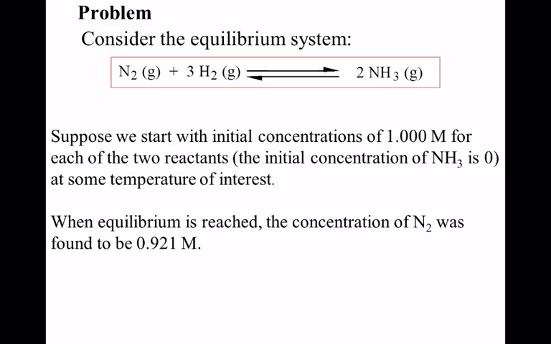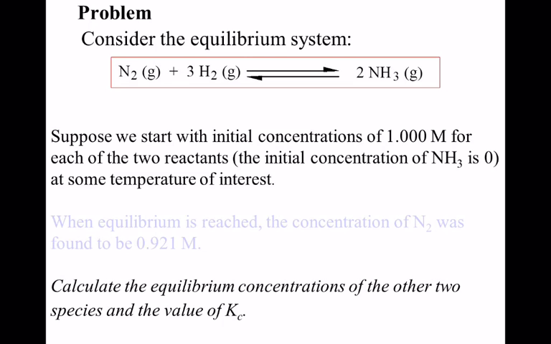When equilibrium is reached, the concentration of N2 was found to be 0.921 molar. Probably somewhere in here I should go ahead and jot down the stoichiometry, which I'm going to have to know. 1 mole of N2 reacts with 3 moles of H2 in equilibrium with 2 moles of NH3. All right, so far so good.